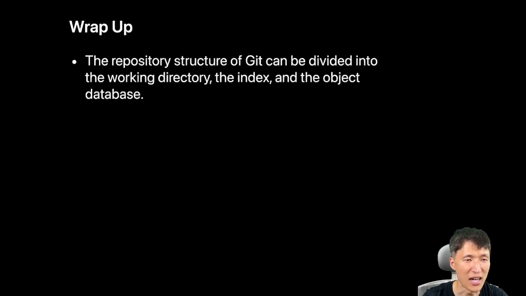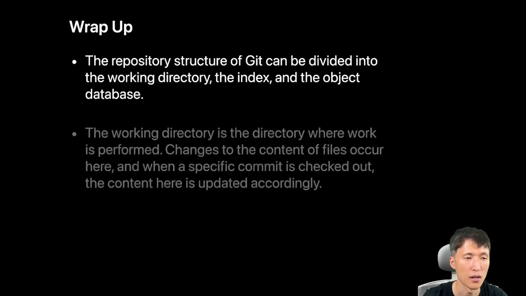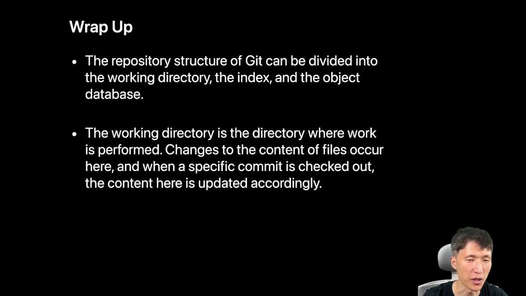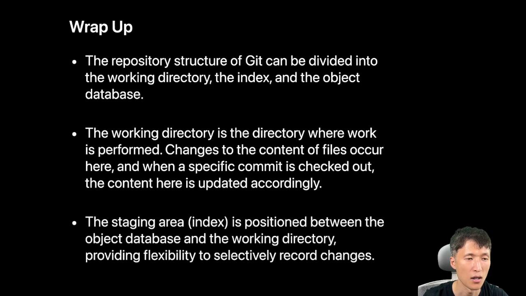Let's summarize what we have learned in this lecture. The repository structure of Git can be divided into the working directory, the index, and the object database. The working directory is the directory where work is performed. Changes to the content of files occur here, and when a specific commit is checked out, the content here is updated accordingly. The staging area, index, is positioned between the object database and the working directory, providing flexibility to selectively record changes.